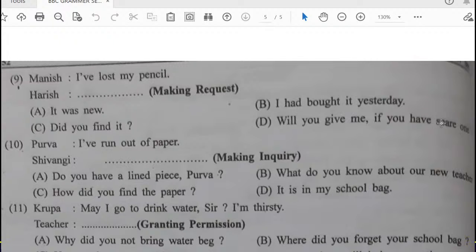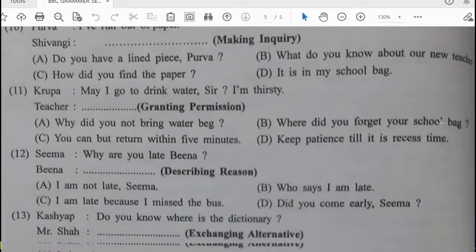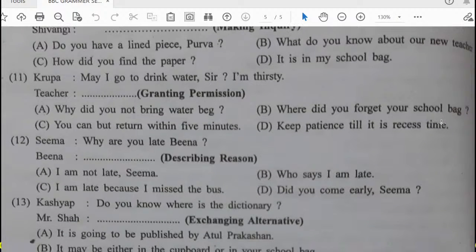Next, 11. Krupa said, may I go to drink water, sir? I am thirsty. Teacher said, we are granting permission. We have to give permission. Right? So, for permission, we are given option A.